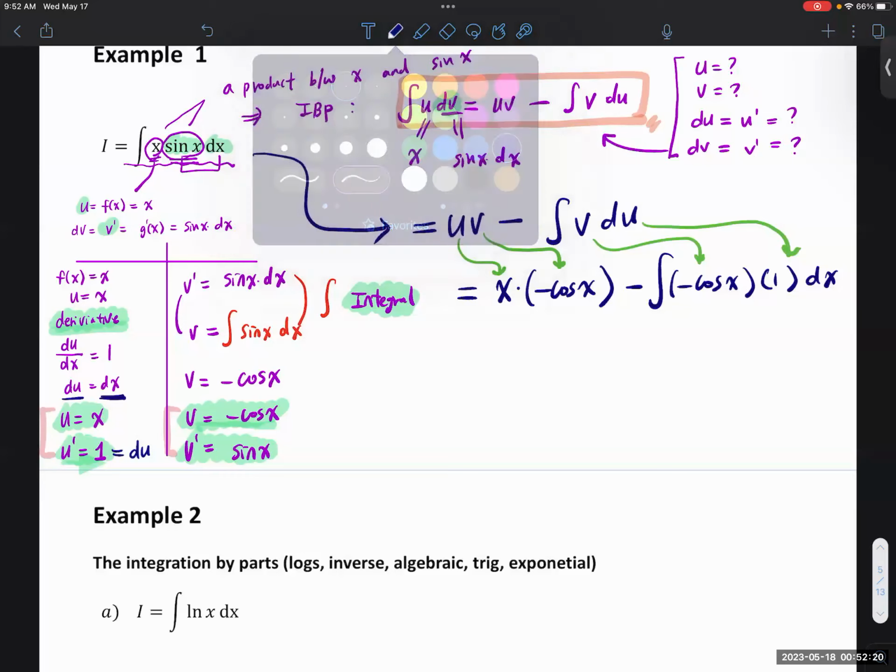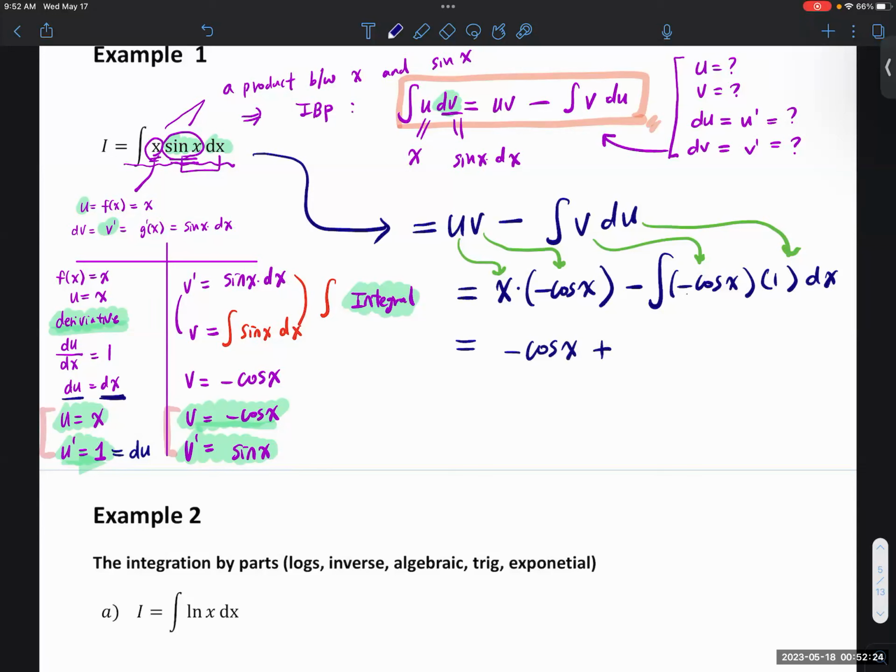Once you've set it up, it's going to be negative cosine x, the double negative changes to positive, the integral of cosine x dx. Oh, I forgot the x here. So it's negative x cosine x. And then if you take the integral of cosine x, that's going to be sine x plus c. That's your answer.